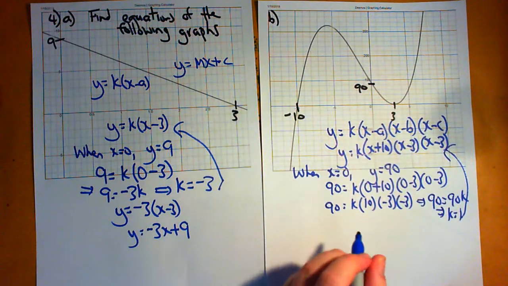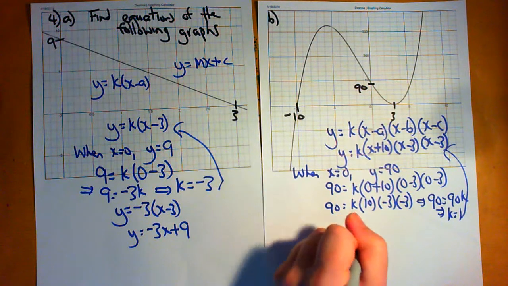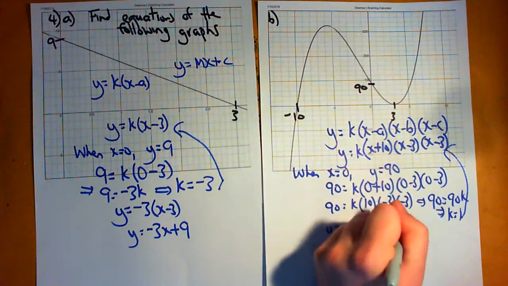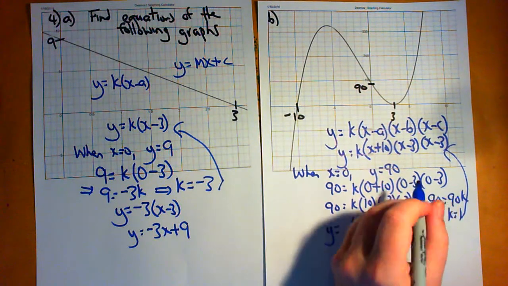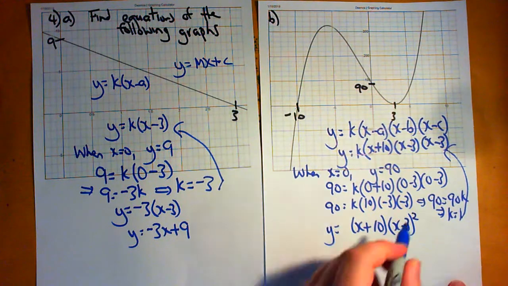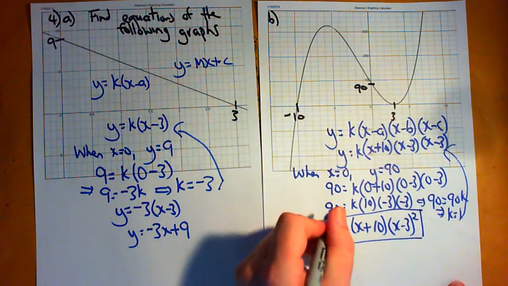Okay, so we put that back in that line, y equals 1 times, well, if it's 1 times we don't need to write it, (x plus 10) times (x minus 3) times (x minus 3) again, so that's (x minus 3) squared. So that's our equation of the cubic.